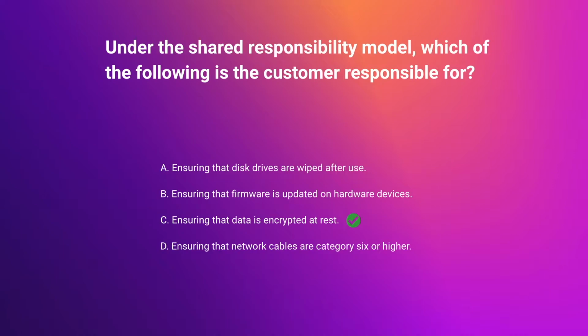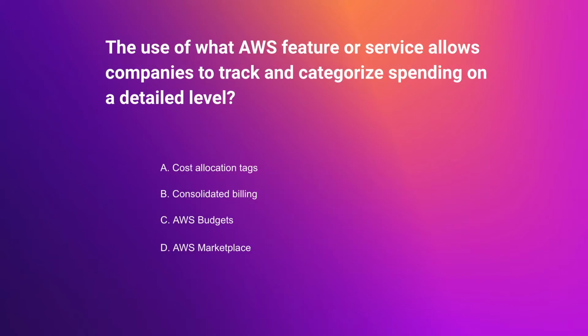We want to ensure that the data is encrypted at rest. If we're using an AWS service, such as a relational database, or maybe S3, it's our responsibility that when that data is sitting in an AWS data center, it's encrypted. The final one is ensuring that the network cables are Cat 6 or higher. Again, this is a hardware responsibility, so this would be AWS also. Moving on to the next question.